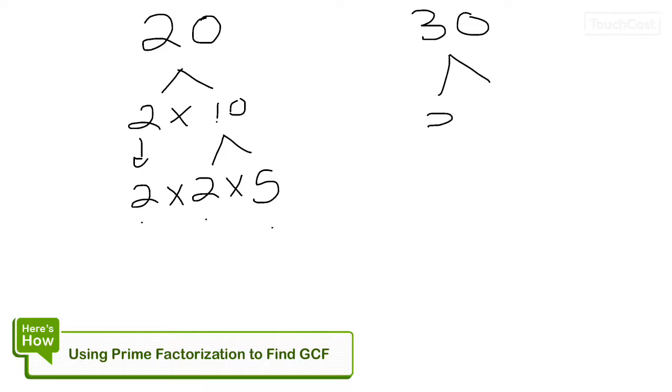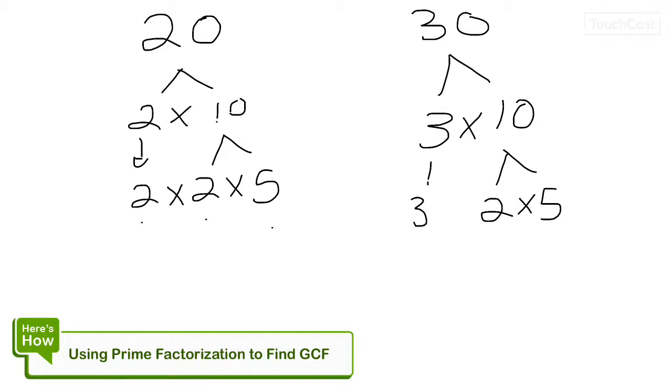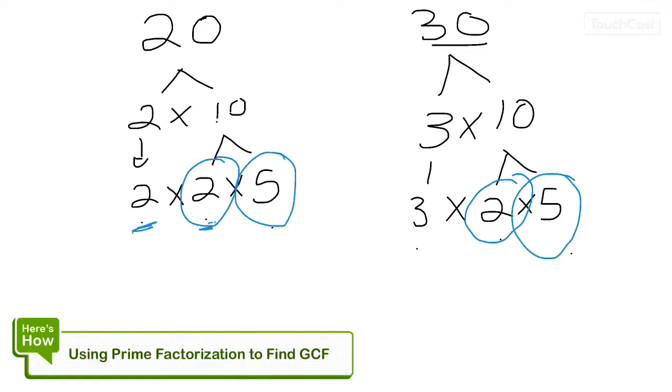Let's come over and do my 30. I'm going to do 3 times 10, and then I can break my 10 into 2 times 5, and then bring my 3 down because 3 times 2 times 5 is 30. So let's see what these two prime factorizations have in common. I see a 2 over here and a 2 over here. I could have circled this 2, I just chose this one because I also saw they have a 5 in common, and it was right next to the 5.